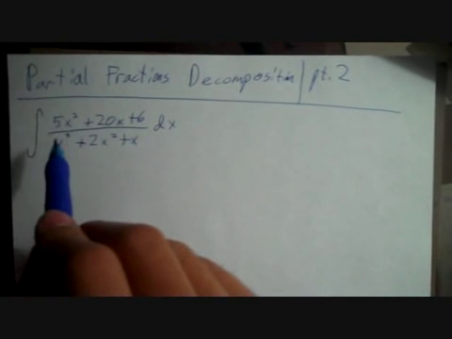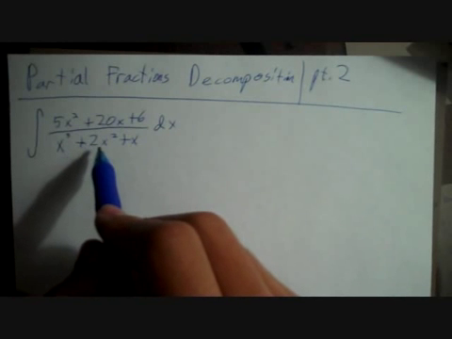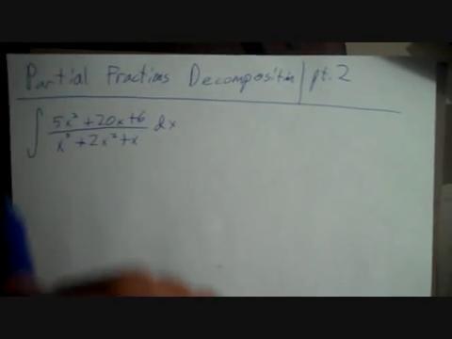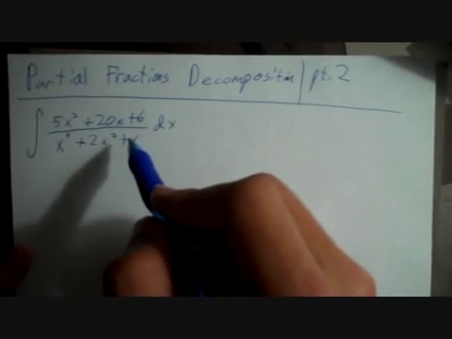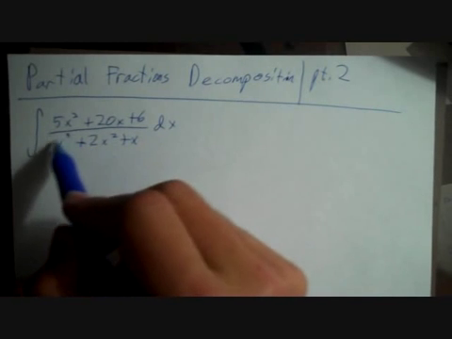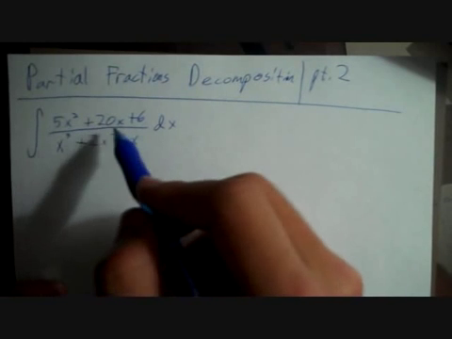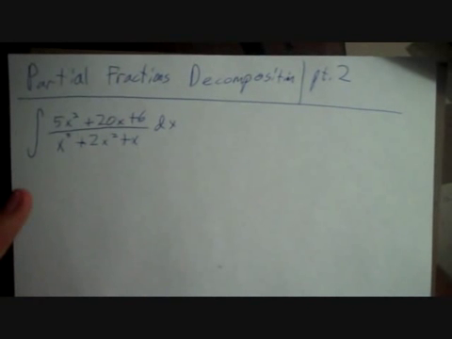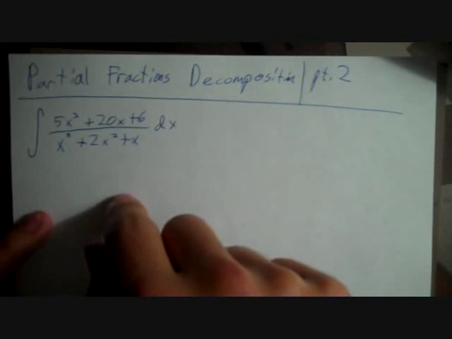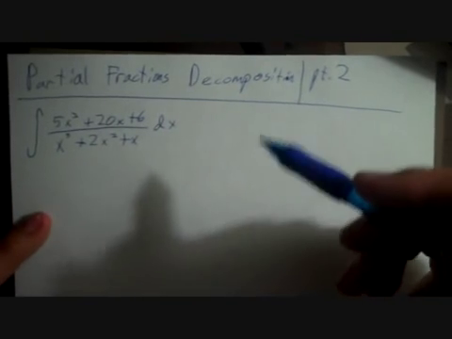So our integrand in this case is 5x squared plus 20x plus 6, all over x cubed plus 2x squared plus x. So this is a pretty complicated looking integrand. We can't do u substitution because the derivative of our bottom is not in our top, or the derivative of our top is certainly not in our bottom. So that won't work. And no real obvious kind of integrand manipulation will seem to work right off the bat. So we're going to try some partial fractions decomposition.